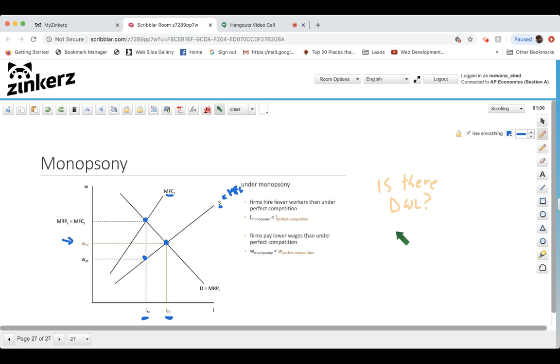So Jaime, I see you were asking a question: is there deadweight loss? Yes. Of course there is deadweight loss, because it would be this triangle right here, since we're moving away from the perfectly competitive labor market outcome. So there is deadweight loss under monopsony because they are hiring fewer workers and they pay them a lower wage than it would be under perfect competition.